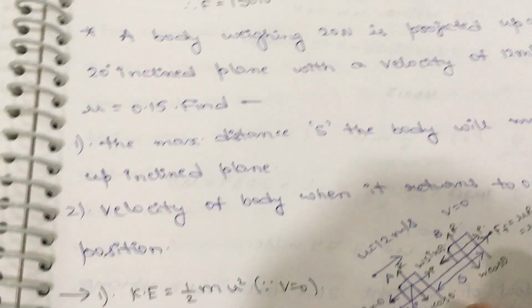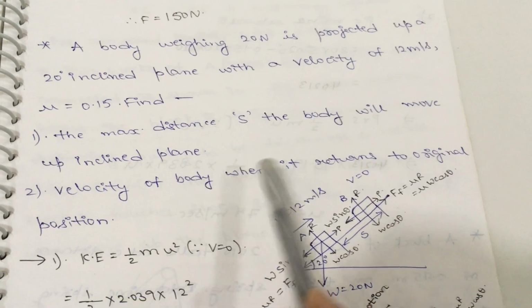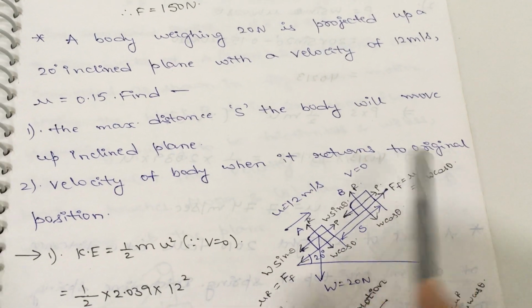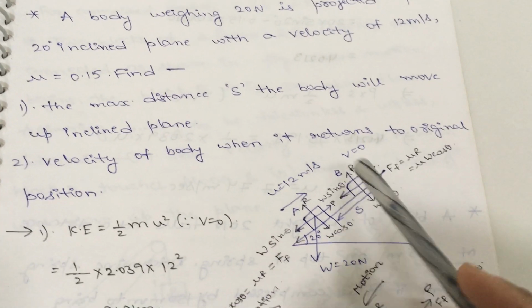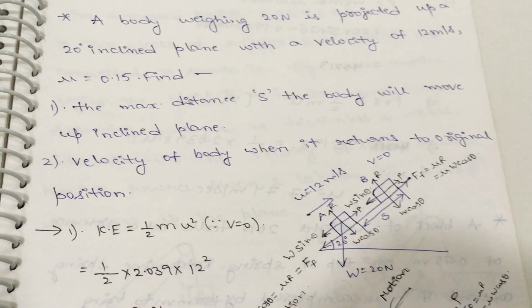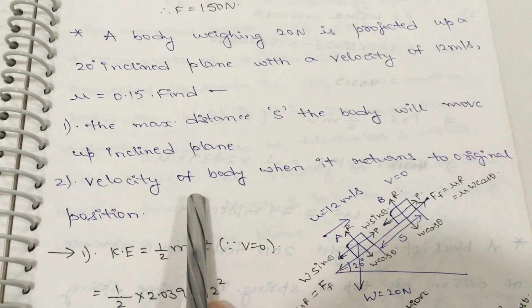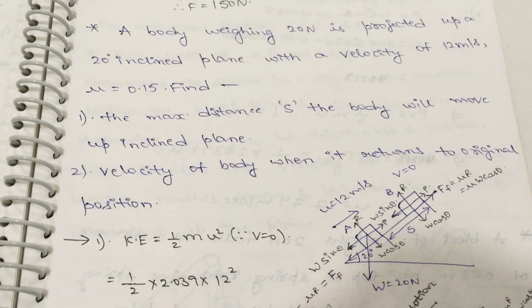Now in the second problem, they are asking us to calculate the velocity of the body when it reaches the original position. Original position is nothing but again it is coming to the starting position. So it is moving in the downward direction. So in the second problem, motion is in the downward direction.